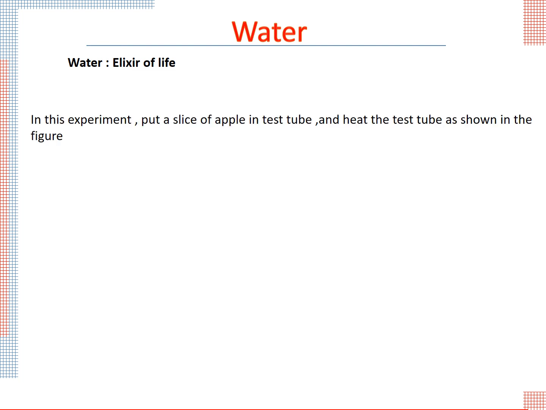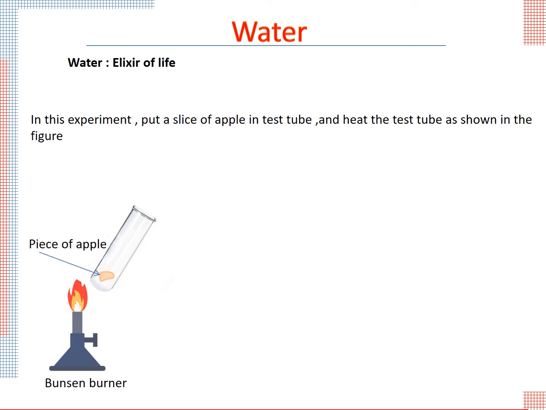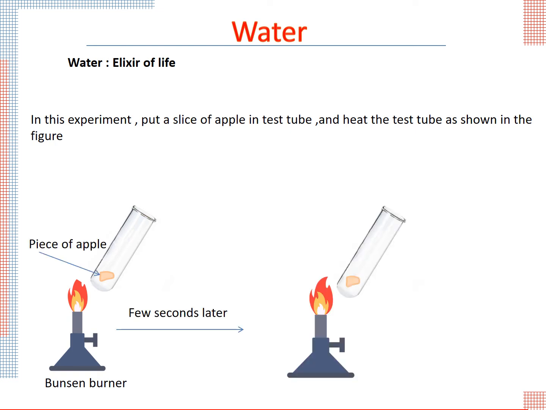In this experiment, put a slice of apple in a test tube and heat the test tube as shown in the figure. We use a Bunsen burner. We put a slice of apple in a tube. After a few seconds, small droplets of water appear on the upper parts of the inner walls of the tube. This resulted from the evaporation of water from the slice of apple. This ensures the presence of water in the slice of apple.